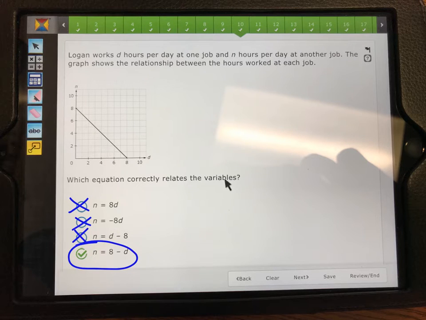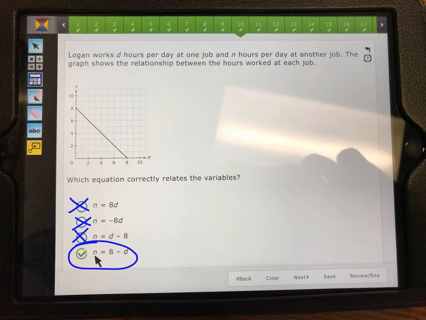So which equation represents that? This would say that job 1, so let's say 8, would equal 8 times the 0. Well, that's not true, because that would be 0. 8 times 0 is 0, so this one can't be right. This says, again, let's stick with 8, equals negative 8 times that. Well, negative 8 times 0 would still be 0, so that's not correct. This one, let's go with 8, would be D, so 0 minus 8. Well, that would give me an answer of negative 8, and that is not correct.